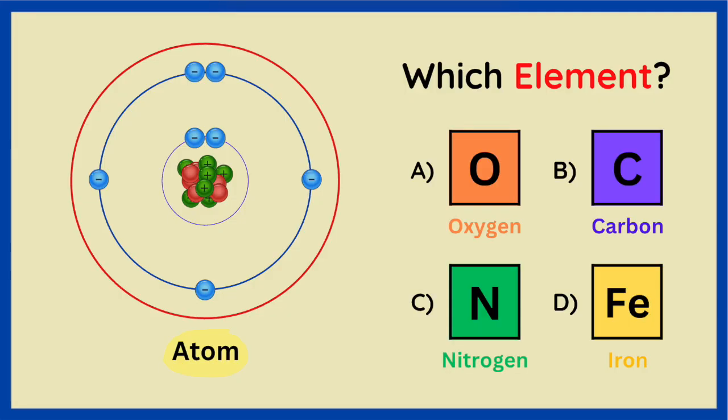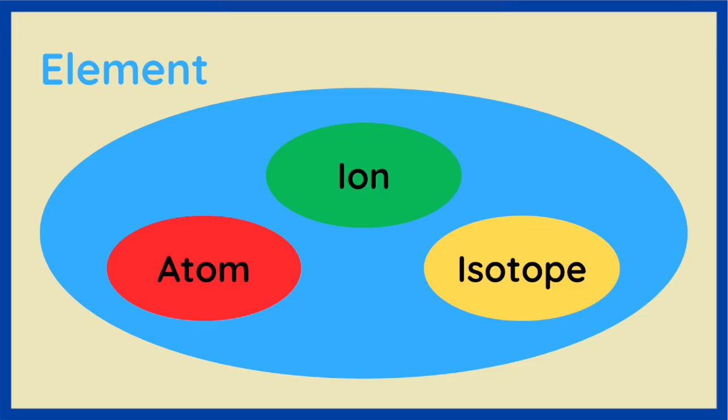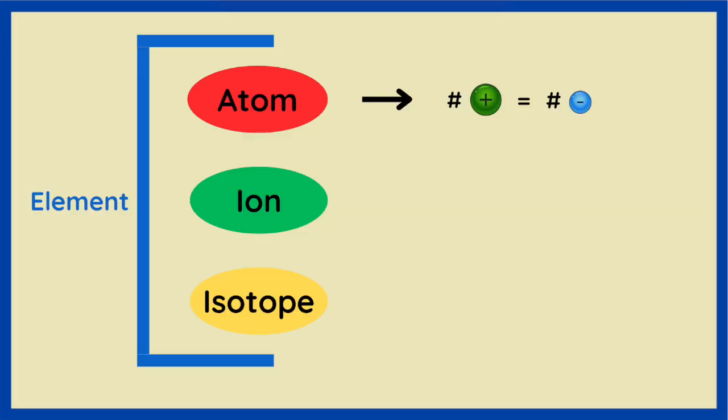Well, no, but the fact that our diagram is labeled as an atom is the key to figuring out which element this corresponds to: oxygen, carbon, nitrogen, or iron. But what exactly is the difference between an element and an atom? Well, it turns out that atom is a type of element along with ion and isotope. Specifically, an atom is any element where the number of protons and number of electrons are equal.